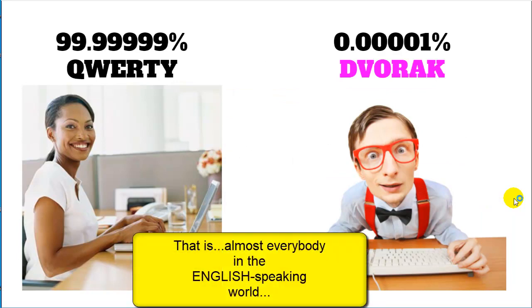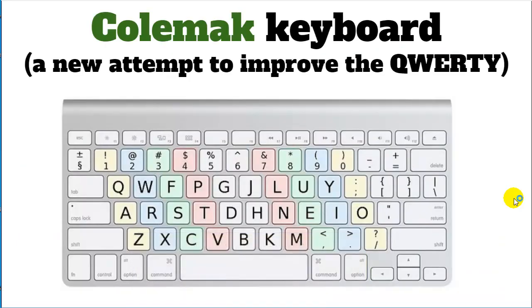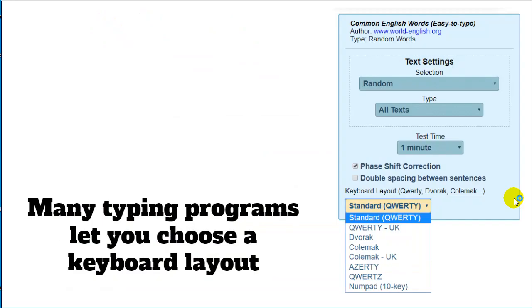Almost everybody in the world uses a QWERTY keyboard. Dvorak keyboard, not so much. There is a new keyboard called the Chromebook keyboard, and it again rearranges the letters, trying to put the most commonly used English letters on the home row, hoping you would type faster with the Chromebook keyboard. Many typing programs let you choose a keyboard layout. QWERTY is just a choice among others.